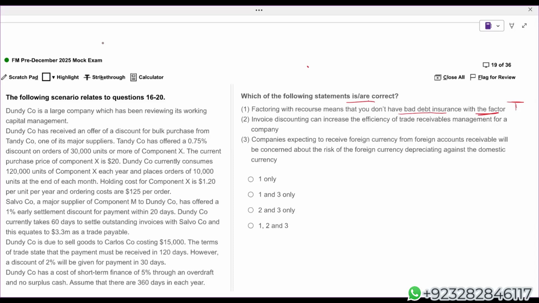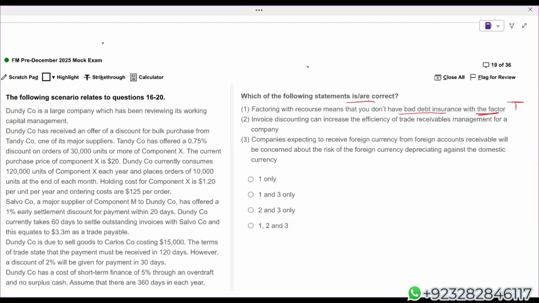Actually, in case of non-recourse factoring, your bad debts will be insured. But in case of with recourse factoring, your bad debts are not insured. With recourse factoring means your factor is not responsible for the bad debt. So number one is true.